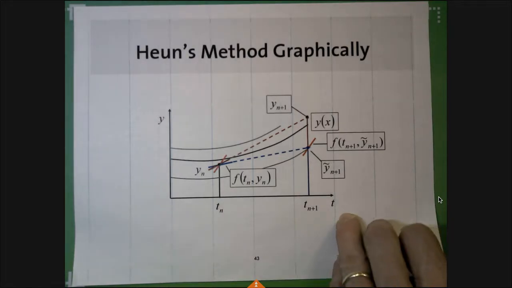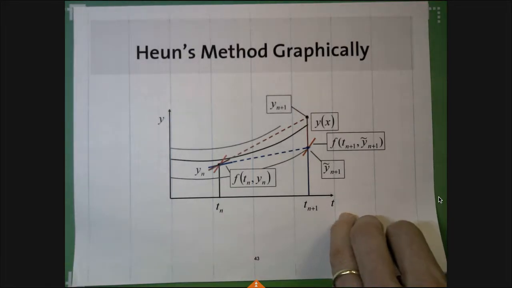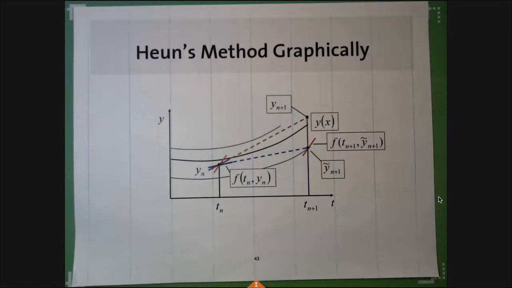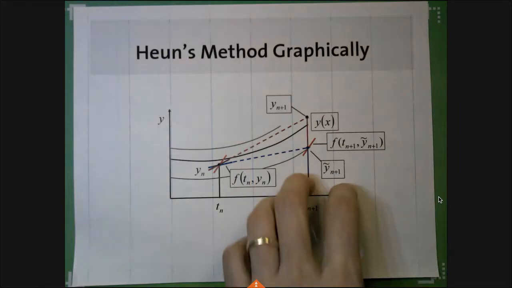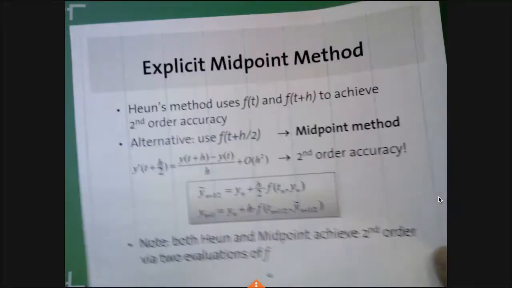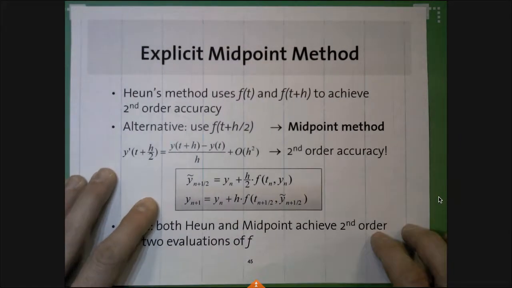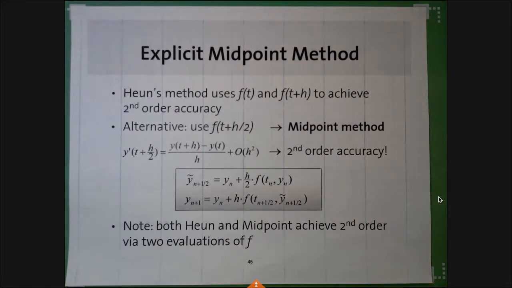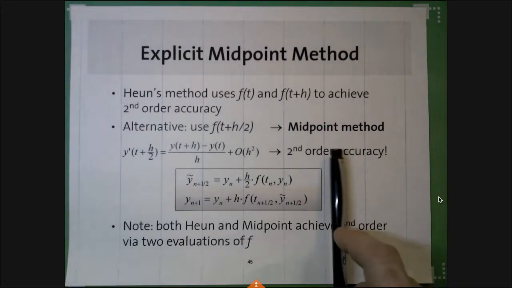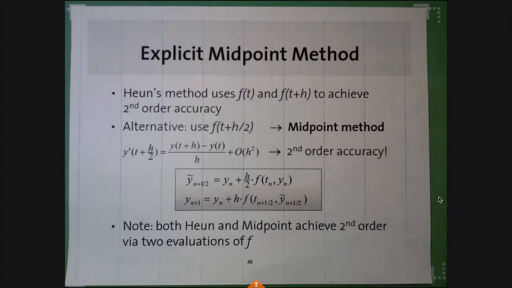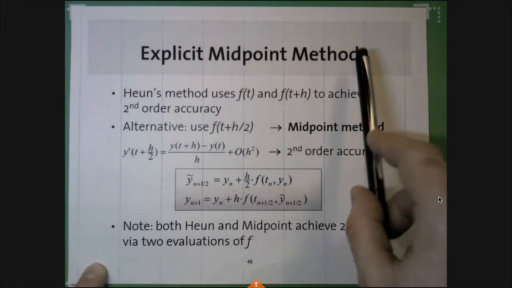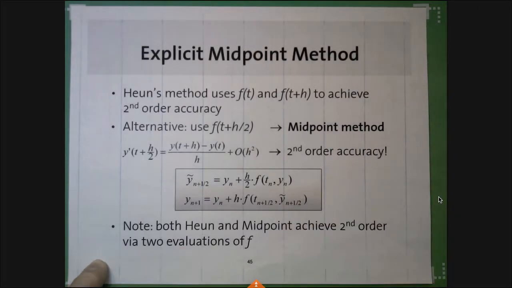And if it bothers you aesthetically, like it bothered Valentin, that this is biased to the right, because finite differences, forward and backward finite differences always are biased one way or the other, then you're of course not alone. There is a method that addresses exactly this issue. It turns out it's basically just aesthetics, because ultimately you also get second order accuracy. So that's the explicit midpoint method.